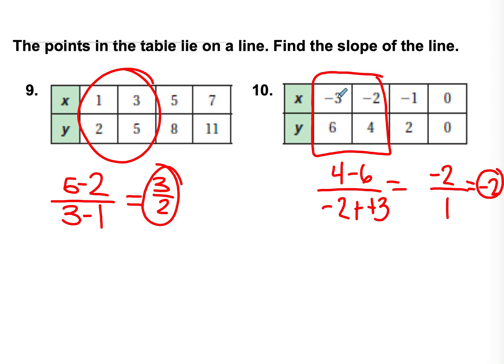And then I did -2 minus 3. I did boom, boom, made it plus +3. -2 plus +3 is 1. And then I simplified. -2 over 1 simplifies to -2. You can have a whole number or an integer as your slope for a line.